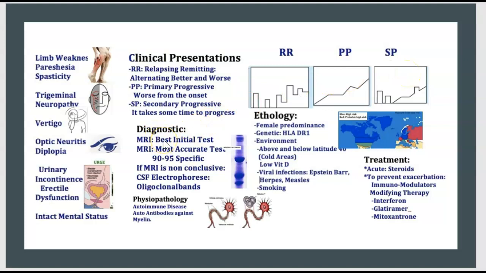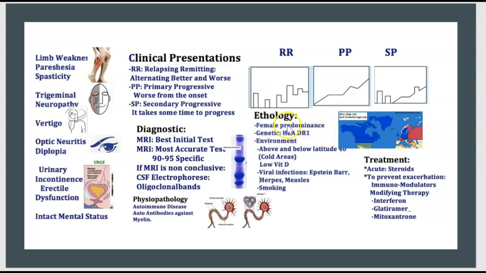Diagnosis: MRI is the best initial test. MRI is the most accurate test, 95 to 99% specific. If MRI is not conclusive, CSF electrophoresis, looking for oligoclonal bands. Physiotherapy. Autoimmune disease, autoantibodies against myelin.